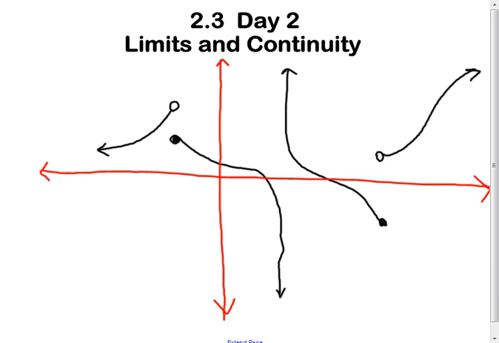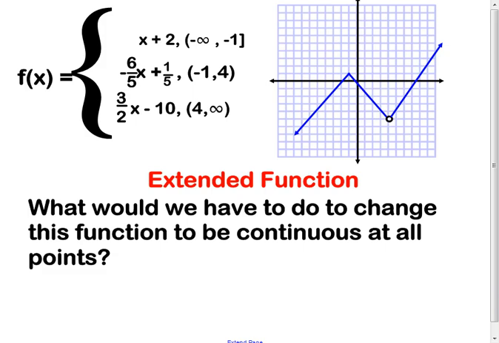Okay, today we're going to talk about Chapter 2, Section 3, continuing on with limits and continuity. Looking at a piecewise function here, and when we look at this piecewise function and its graph, you can see it is a series of lines, but at x equals 4, the function is not defined.